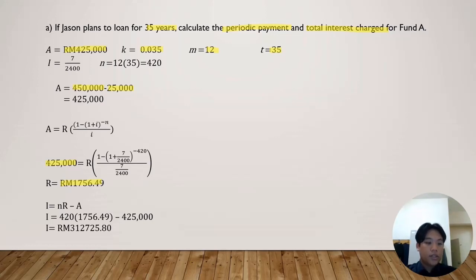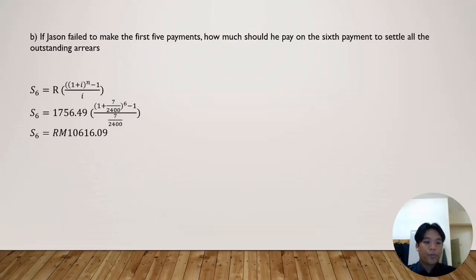For the interest, I equal to NR minus A. Now we extract the information into formula. N equal to 420, R is 1,756.49 minus A 425,000. So final answer is 312,725 ringgit and 80 cents.